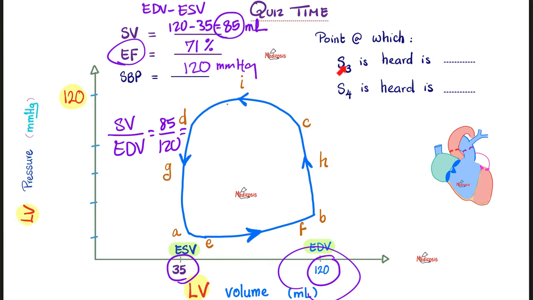The point at which S3 is heard. S3 is abnormal. It's caused by gush of fluid. The fluid is gushing the most at E. Look at this. It's called rapid filling, baby. So it's E. How about S4? S4 happens just before S1. And where is S1? S1 is B. The point just before it is F, as in F me.